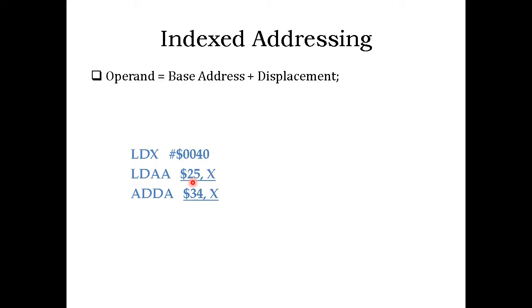Now to calculate it, we need a very small formula. The formula is the sum of two different items: one is the base address, another one is the displacement. How do I get these two pieces of information? Once you have them, you will be able to calculate the operand for each of the lines which are indexed addressed.